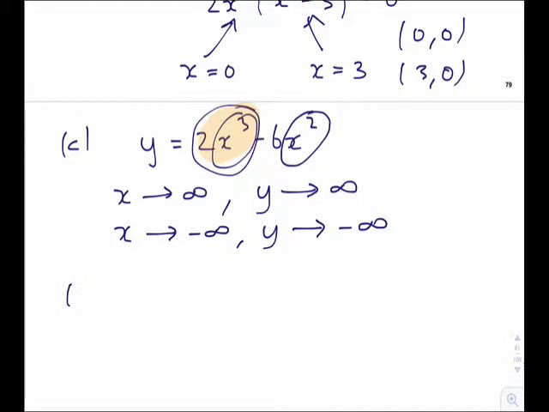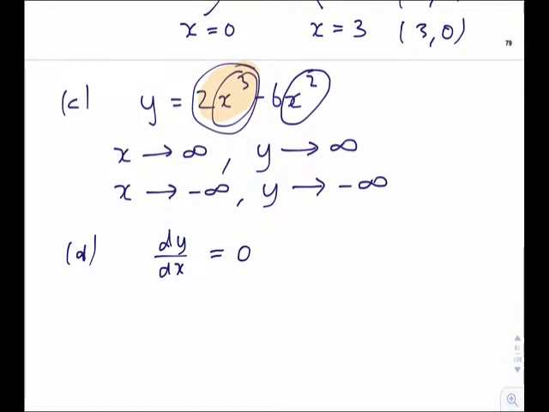Okay, part D is where the calculus stuff comes in now. We want to know the nature and location of any stationary points. So we want to know the points where dy/dx is equal to 0. Now it does ask us for the nature and location. Nature just means are they a maximum point, a minimum point, or a point of inflection? And the location, I think it should really say the coordinates. So we want to get the y coordinate as well.